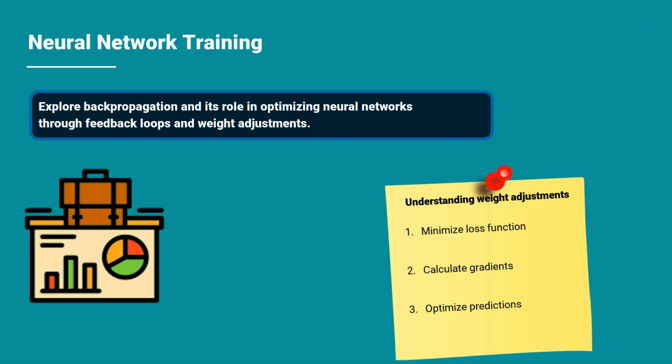Now that we understand how feed-forward propagation works, let's shift our focus to backpropagation. Backpropagation is really the heart of neural network training. Its main purpose is to minimize the loss function, which quantifies how far off our predictions are from the actual labels. You can think of it as a feedback loop. After making a prediction, we need to know how to adjust our weights to improve future predictions.